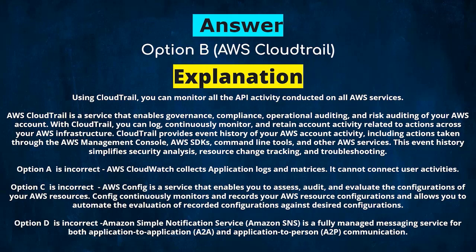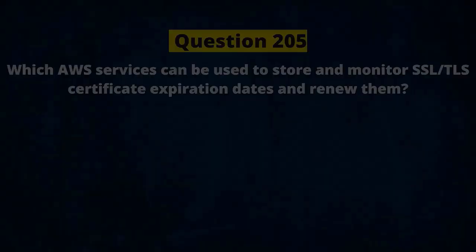Option A is incorrect. AWS CloudWatch collects application logs and metrics. It cannot track user activities. Option C is incorrect. AWS Config is a service that enables you to assess, audit, and evaluate the configurations of your AWS resources. Config continuously monitors and records your AWS resource configurations and allows you to automate the evaluation of recorded configurations against desired configurations. Option D is incorrect. Amazon Simple Notification Service is a fully managed messaging service for both application to application and application to person communication.